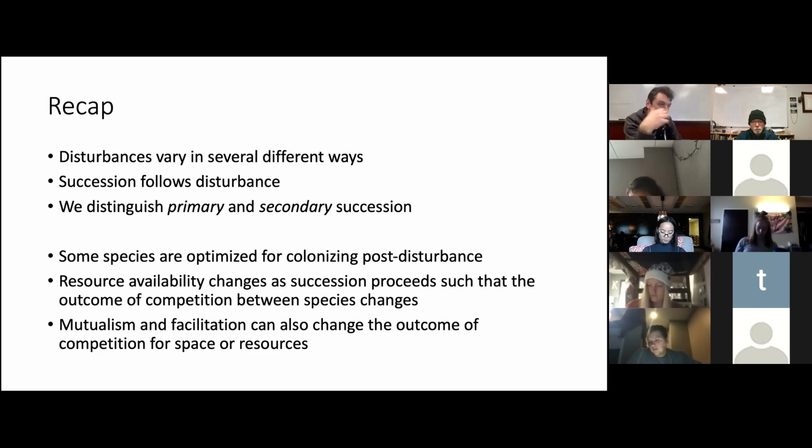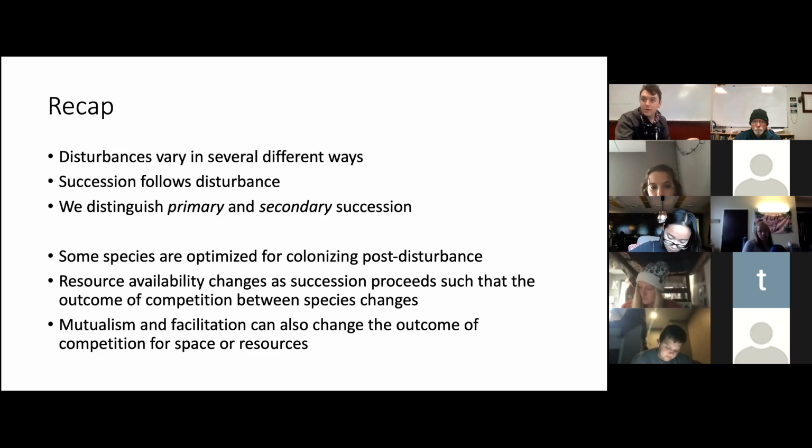Some species are optimized for colonizing after a disturbance, and we call these pioneer species. And then as the pioneer species change the environment, resource availability changes and succession proceeds. And finally, mutualism and facilitation are important positive interactions between species, in addition to herbivory, predation, and competition. So that's what I had for disturbance.